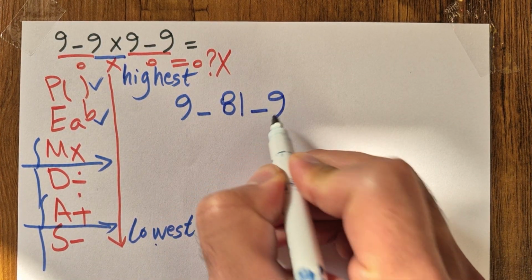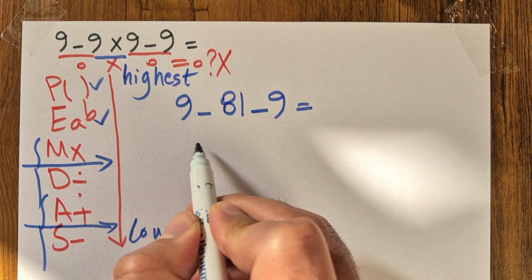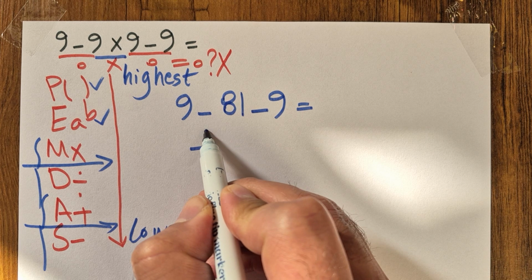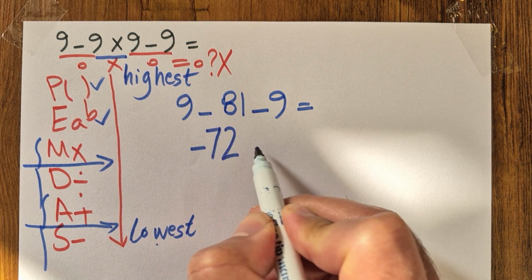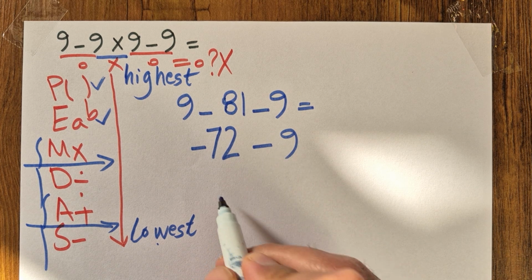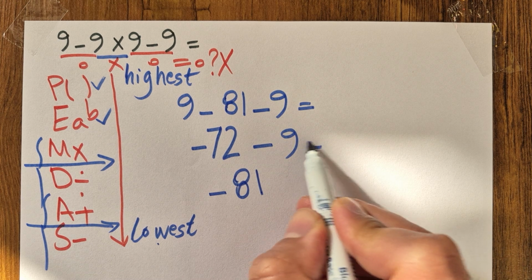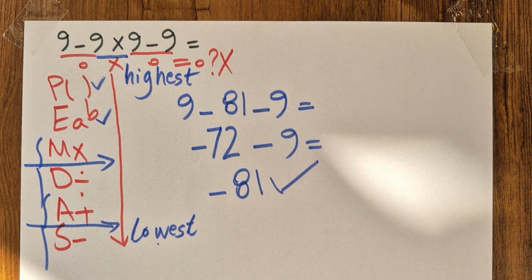And then minus 9. We have just subtraction, go from left to right. 9 minus 81 gives us minus 72, and then minus 9. So minus 72 minus 9 gives us minus 81 again. And that's the final and the only correct answer.